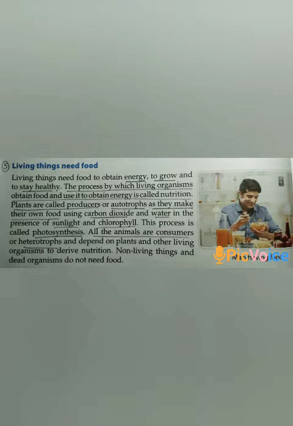Plants are called producers or autotrophs as they make their own food using carbon dioxide and water in the presence of sunlight and chlorophyll. This process is called photosynthesis. All the animals are consumers or heterotrophs and depend on plants and other living organisms to derive nutrition. Non-living things and dead organisms do not need food.